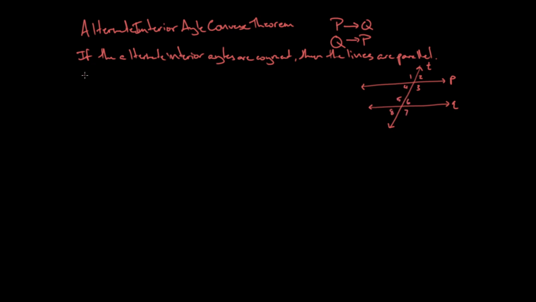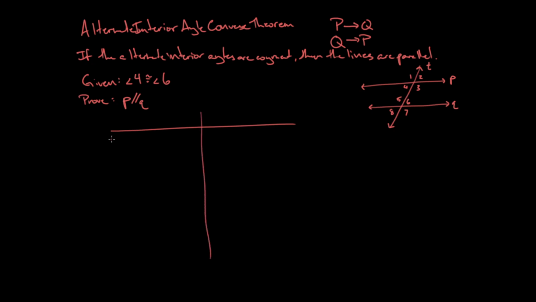And so what I'm trying to prove is that, given that the alternate interior angles are congruent, I can pick any of these, so either 4 and 6 or 5 and 3. Let's go with 4 and 6. If 4 is congruent to 6, then what I'm trying to prove is that P and Q will be parallel. So we'll go ahead and knock this out. Statement number 1 is just that angle 4 is congruent to angle 6. That was given to us.